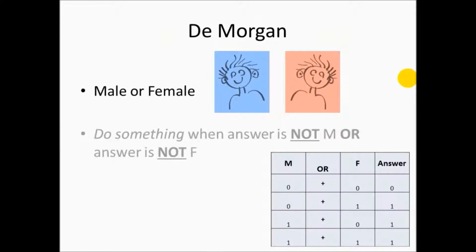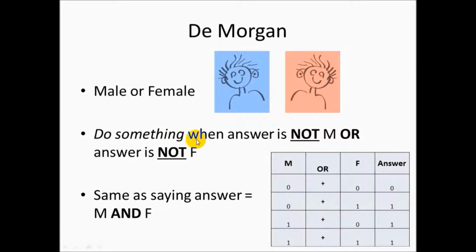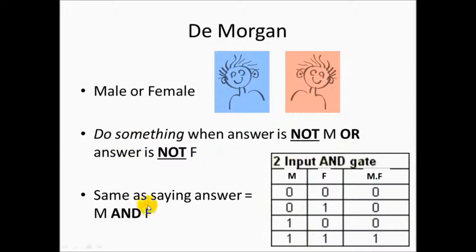Now we need to talk about De Morgan. Alright, imagine you had male or female, okay? Now do something when the answer is not male or the answer is not female. So do something when the answer is not M, or the answer is not F. Have a look there. Is there not M and not F? Yes. De Morgan said when you get these combinations, they're actually equivalent to another connective. That expression there is the same as saying M and F.